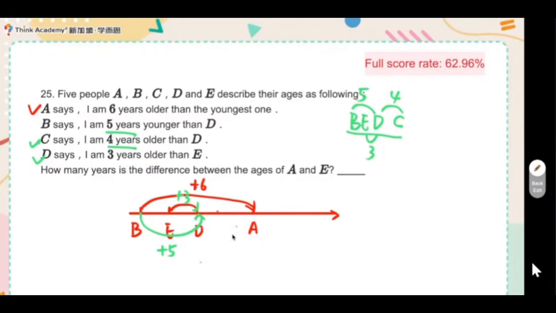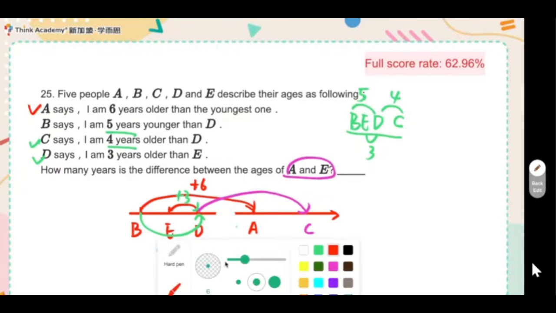No, everyone, let's see. C is 4 years older than D. We also know the left part here is 5 years, right? We also know the total difference between A and B is 6. That means the part on the right side is 1, right? So actually, C is even older than A. So C should be here. Okay, we know the difference between A and D is 1 year. Our task is to find the difference between A and E. Let's take a look one by one, okay?